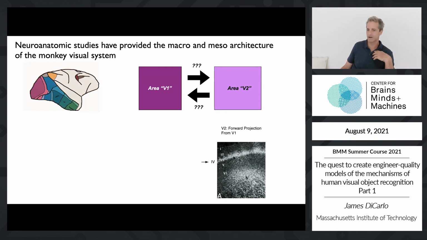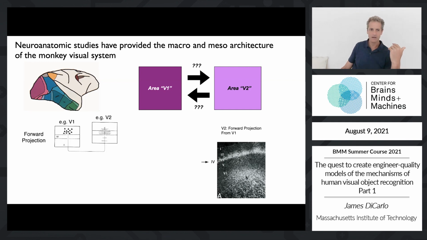So this is showing the pattern of projection from V1 to V2, and you see especially these white areas where you have dense innervation from V1 axons innervating neurons in cortical layer 4 of V2. So that's a so-called forward projection pattern, like you see here schematically. Upper layer, layer 2, 3 neurons projecting to sort of center layer 4 layers in V2.